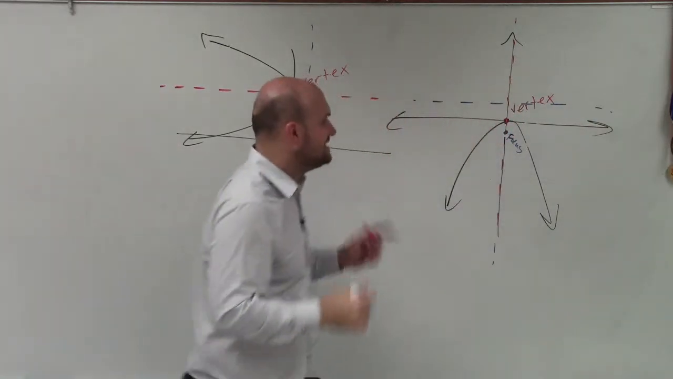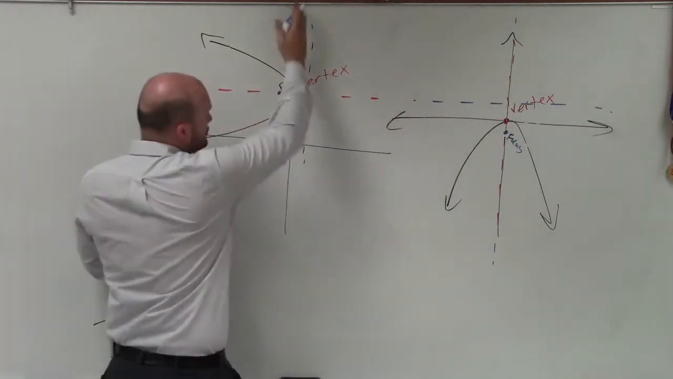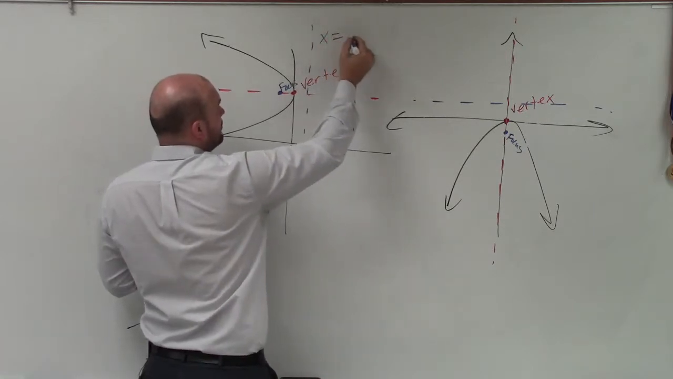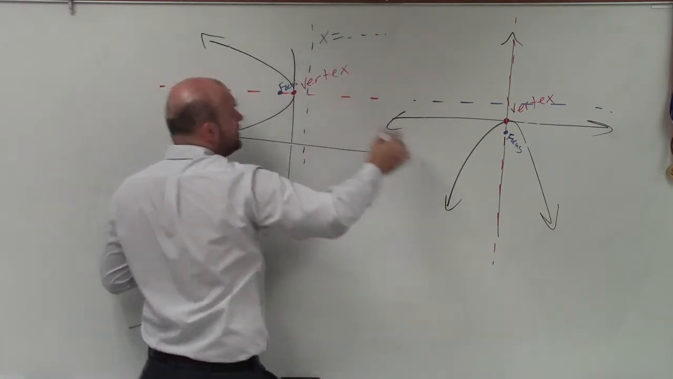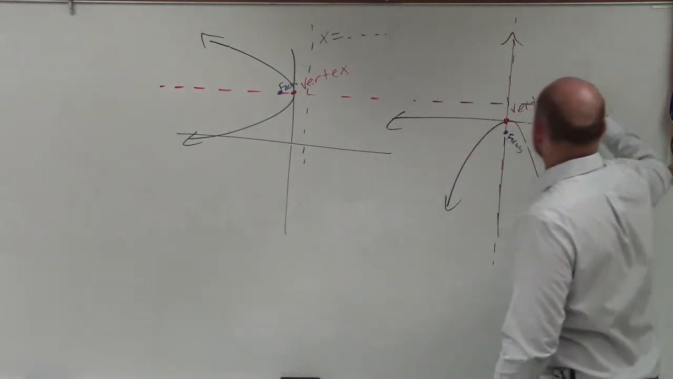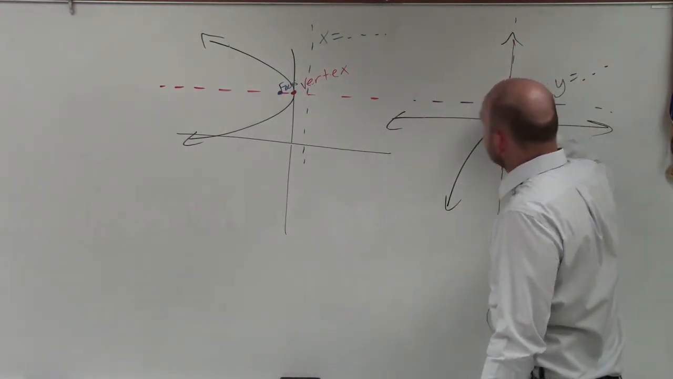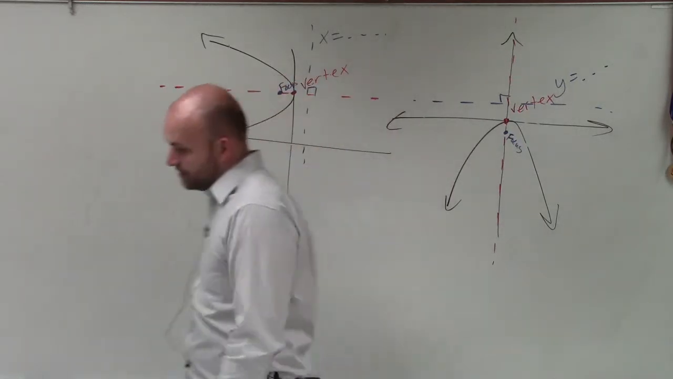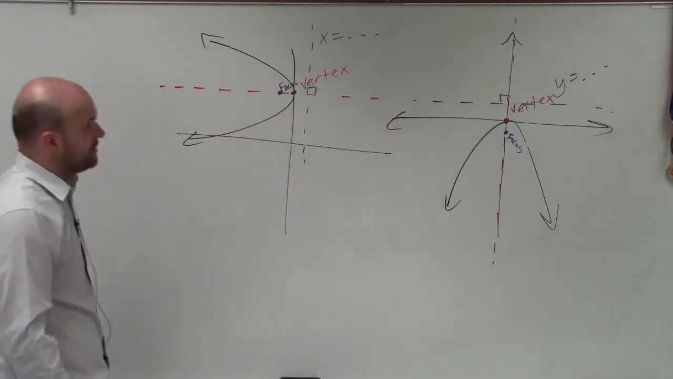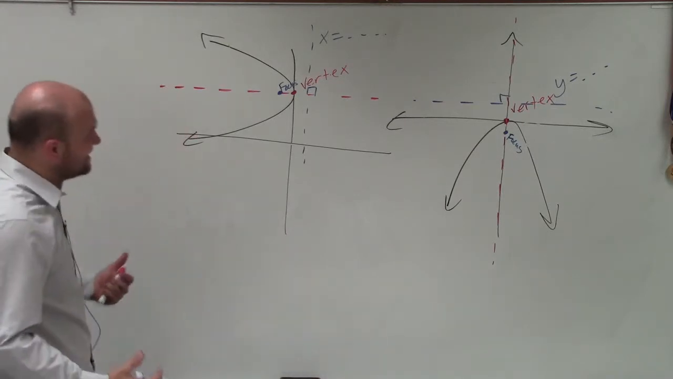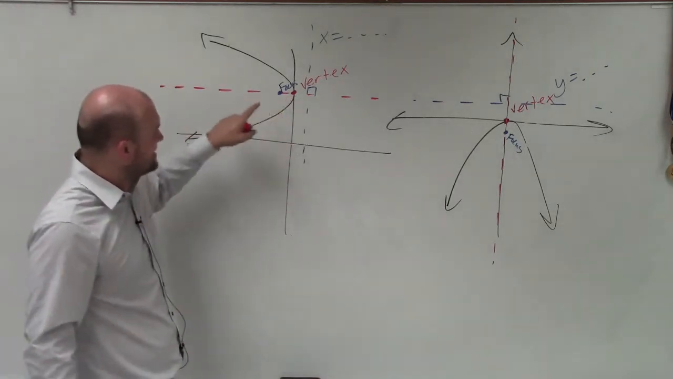So the distance, so my directrix. Now remember, when your directrix is vertical, the equation of your directrix is going to be x equals something. If my directrix is horizontal, then it's y equals whatever the equation is. Now remember, again, these are perpendicular lines to one another, right? They're perpendicular to each other. X equals, y equals.